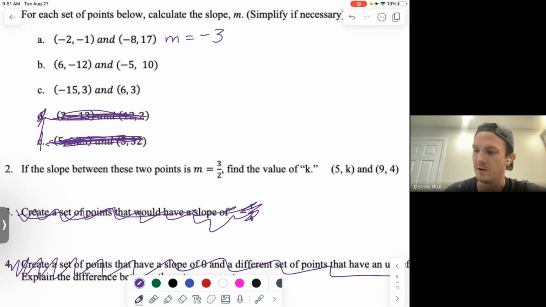-3, very nice. Your y change would be 18. Your change in x would be -6. 18 divided by -6 would be -3.